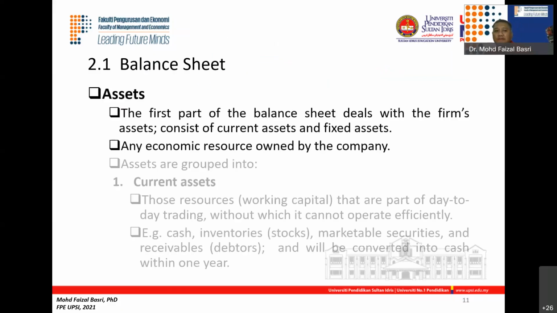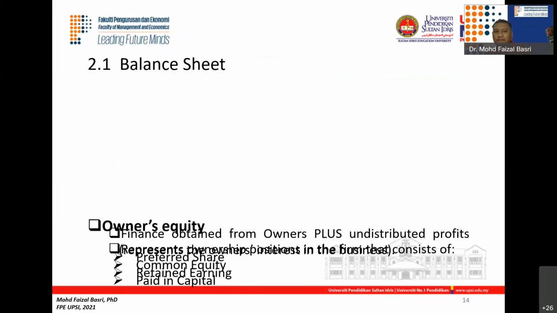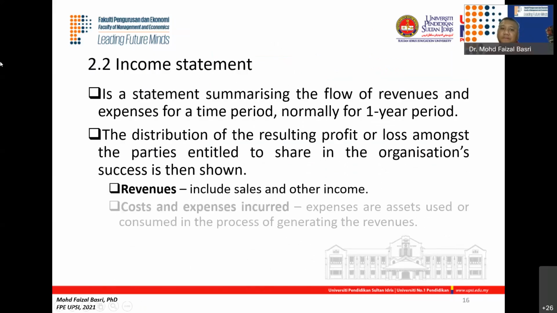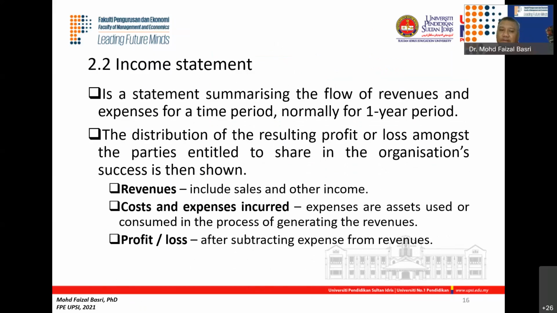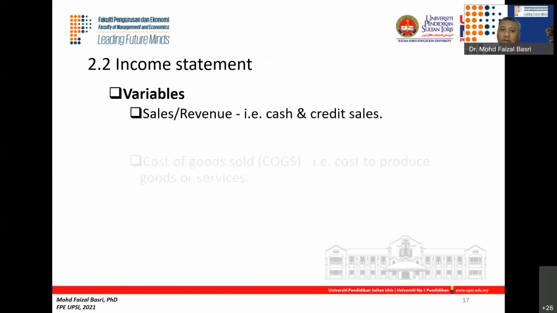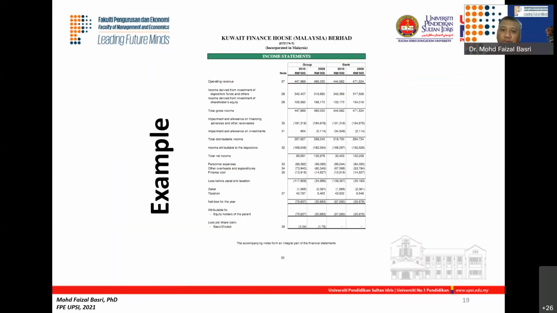Similarly, for the income statement, as I said earlier, we're gonna see the income, the revenues, and deduct all the expenses incurred to see whether they receive profit or losses. So this is the income statement. They still use the word income statements. And when we want to do financial ratio analysis, the year between the balance sheet and income statement must be the same year. Again, for this example, I use 2010 and 2009.